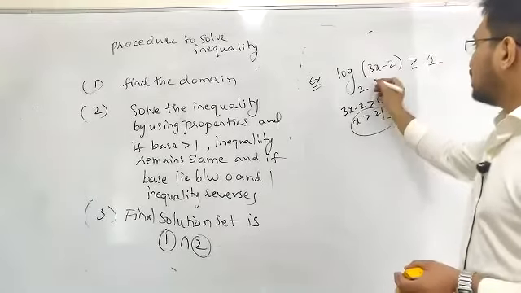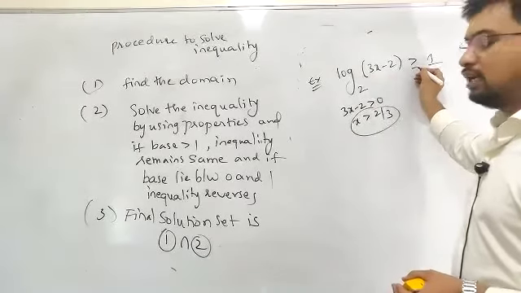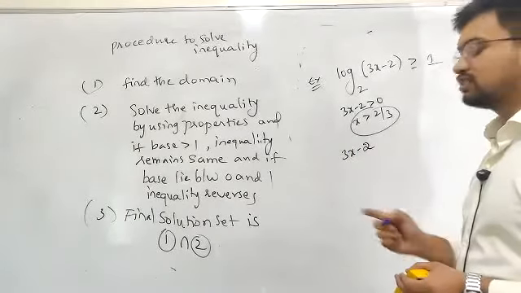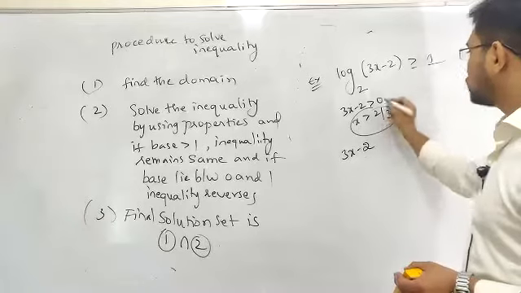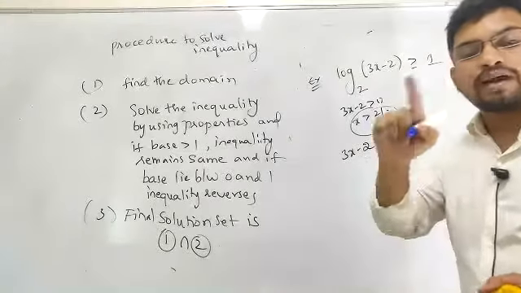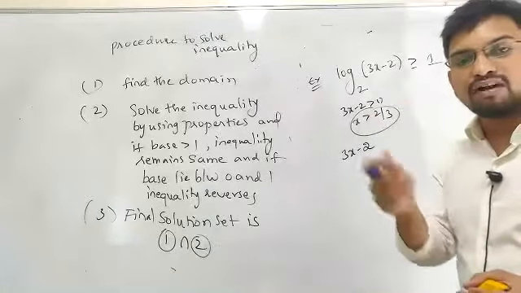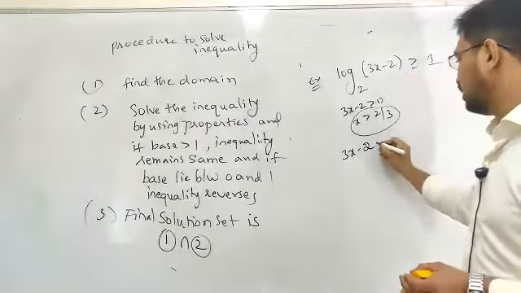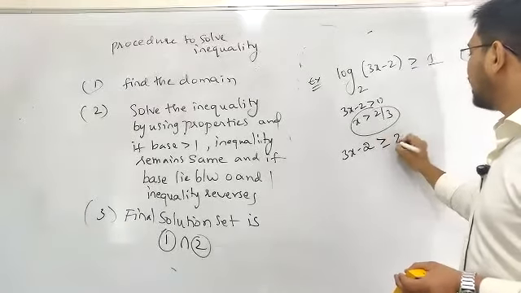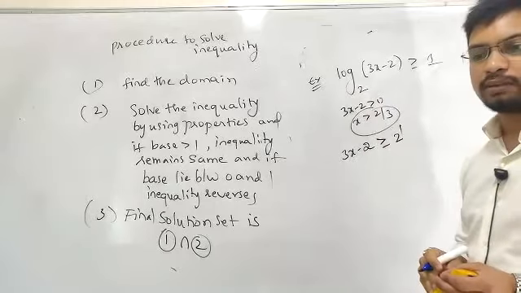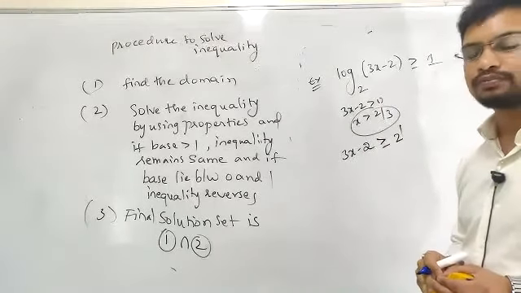Step 2 is that you try to frame this inequality. For example, if I write 3x minus 2, the base is greater than 1. When the base is greater than 1, the inequality remains the same when comparing arguments or converting to exponential form. I'll write 3x minus 2 is greater than or equal to 2 power 1. I converted from the logarithmic form to the exponential form.